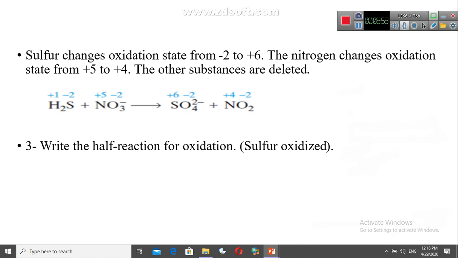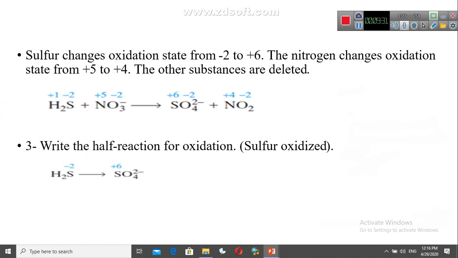In step number 3, write the half reaction for oxidation. Which substance is oxidized, which substance is reduced? Look at sulfur, from negative 2 to positive 6. The charge increases, so sulfur is oxidized. In each half reaction equation, you must balance the charge and balance the mass.